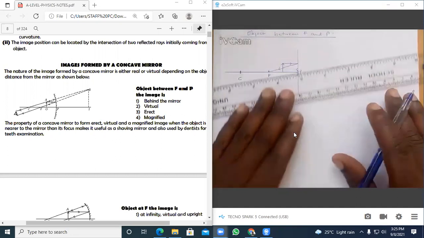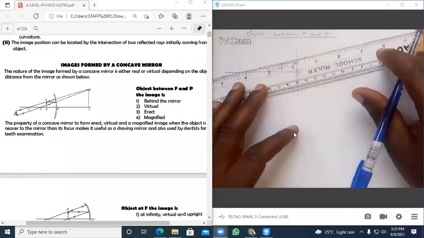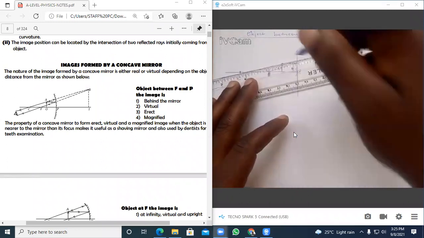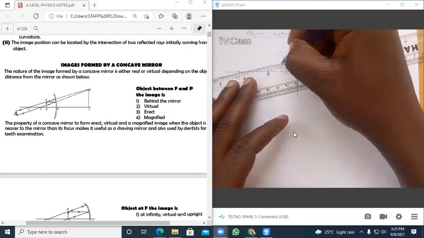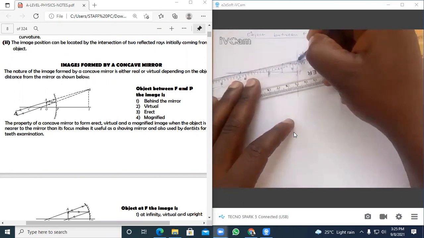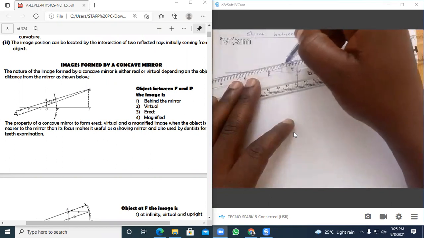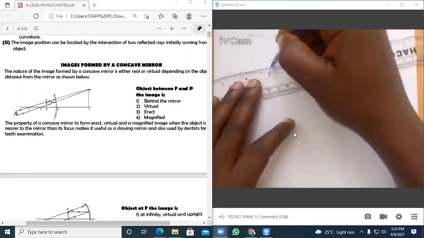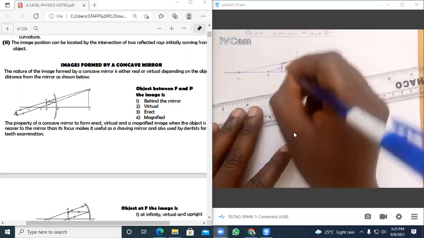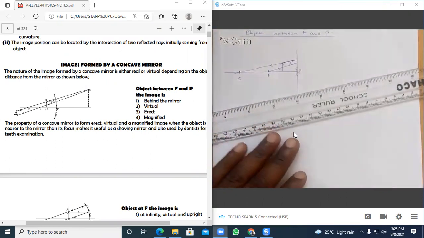Now, the other ray I'm going to use is ray number 3, which says that a ray from the object through the principal axis is reflected along the same path. So from the top of this object, I'm going to put a ray like that. It is going towards the mirror in that direction, but after reflection, it is reflected along the same path.